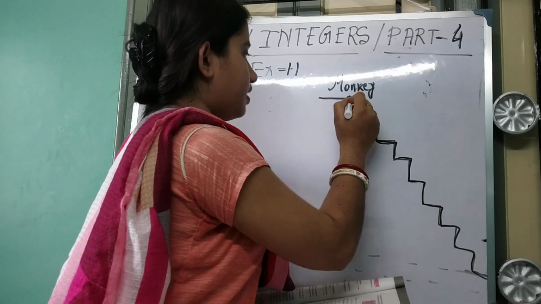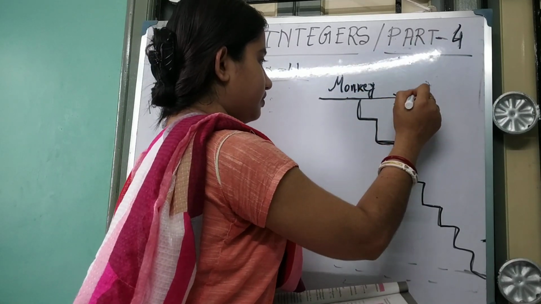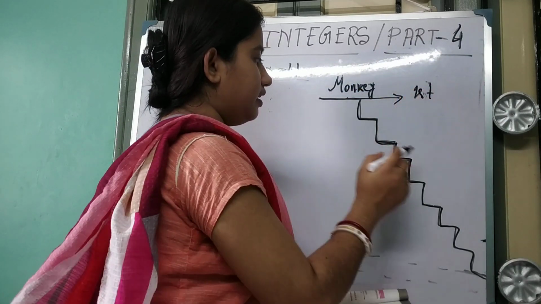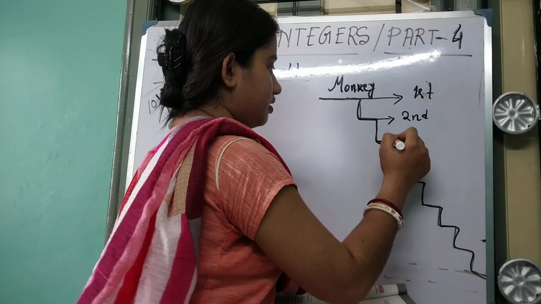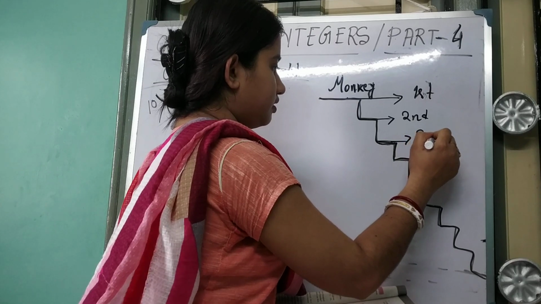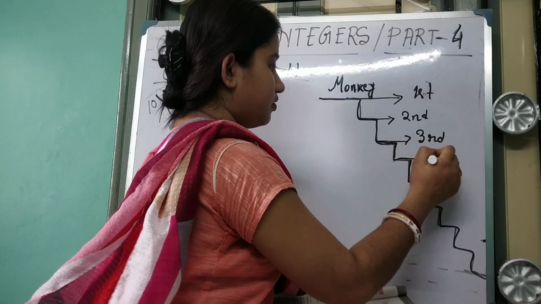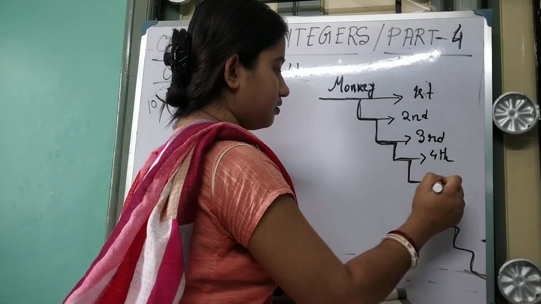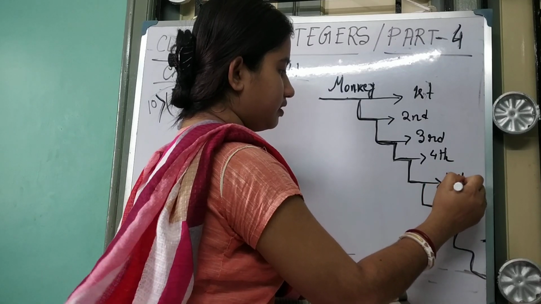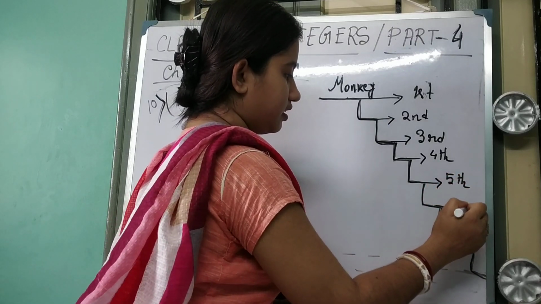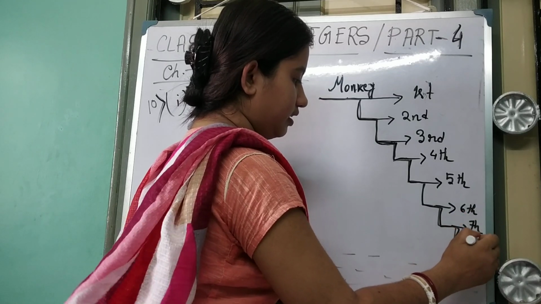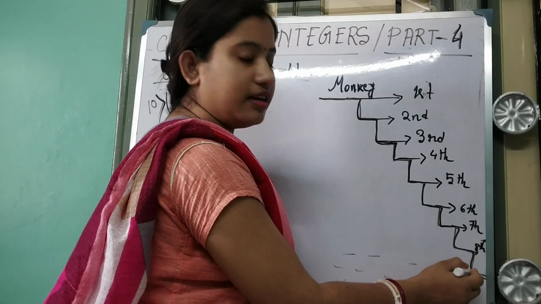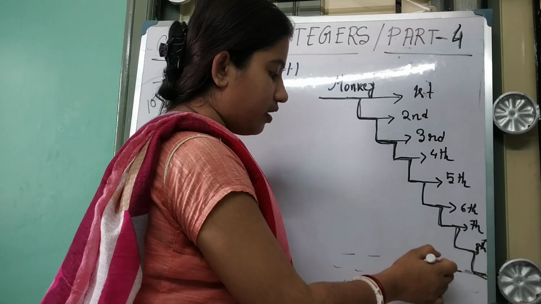So suppose this is the first step, and this is second, this is third, this is fourth, fifth, this is sixth, seventh, eighth, and this is the 9th step, and water is here.